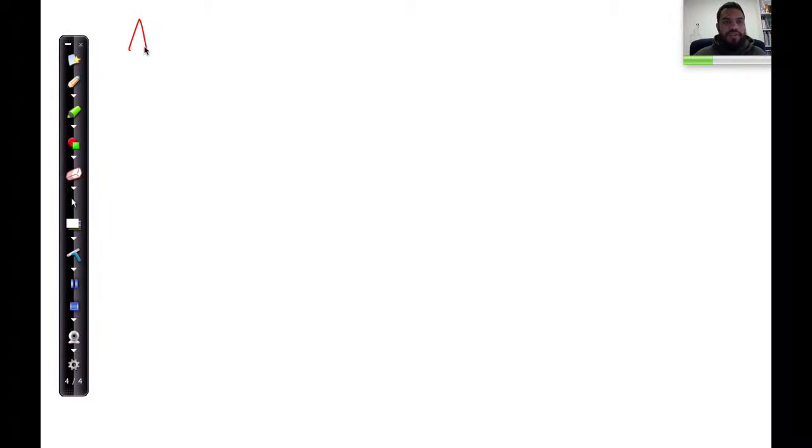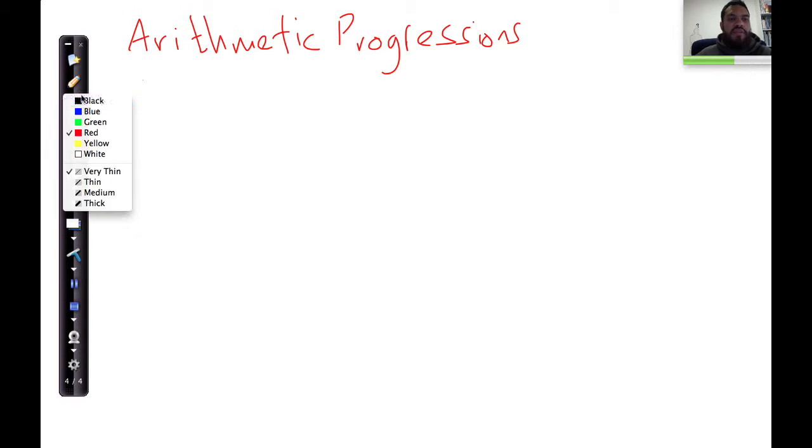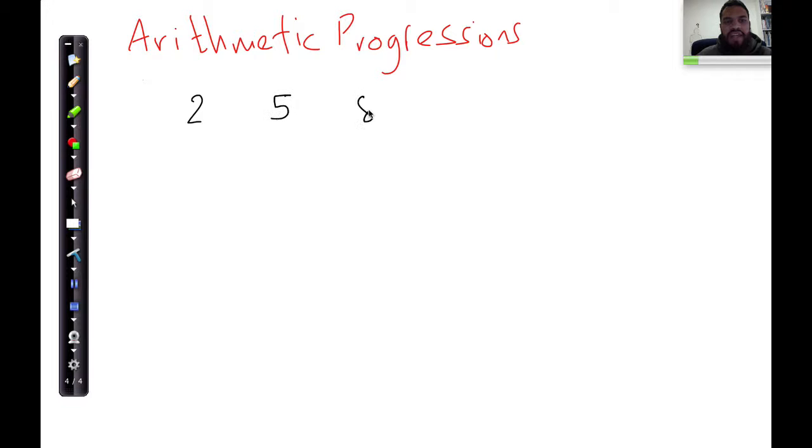So hello and welcome. We are talking about arithmetic progressions, and we are going to be looking at the first example, which I'm going to call a case 1 example. Okay, so remember what an arithmetic progression is. It is a sequence of the form, for example, 2, 5, 8, and 11.